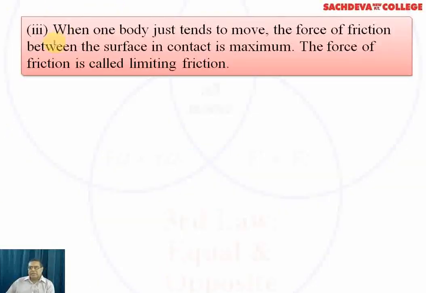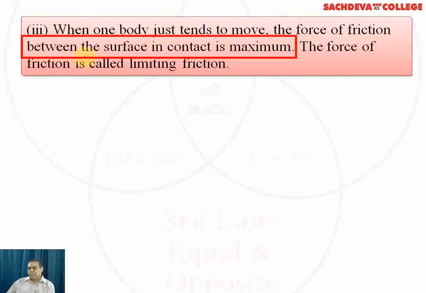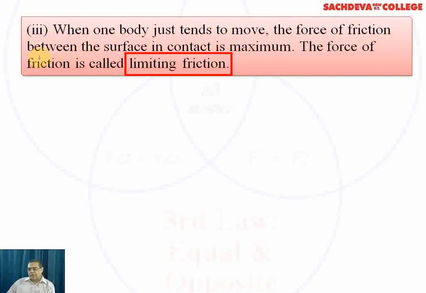Now the third concept: when one body just tends to move, the force of friction between the surfaces in contact is maximum. The force of friction is called the limiting friction. Once more, I will repeat that when the body is just about to move, at that time the static friction is maximum. So, when the body just tends to move, at that instant of time, the force of friction between the surfaces in contact will be maximum. The force of friction in this case will be known as the limiting friction.